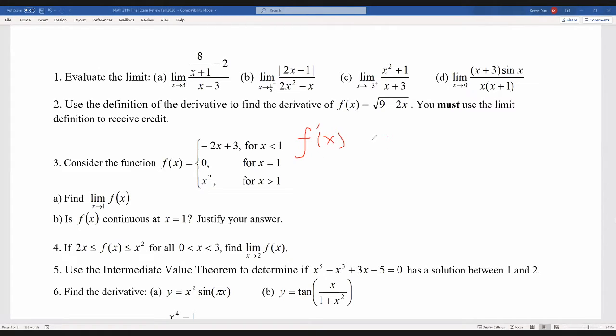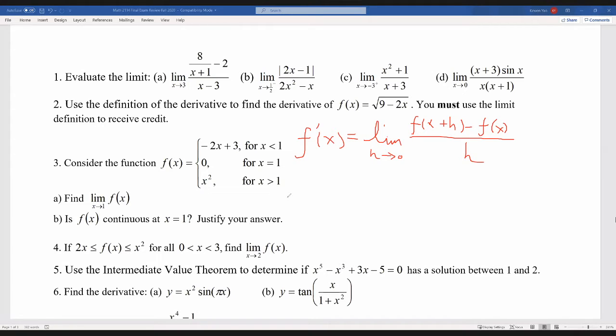All right, so please write down the definition of the derivative: the limit as h approaches 0 of f of x plus h minus f of x over h. Okay, that's the definition of the derivative. So the limit as h approaches 0, f(x plus h) minus f(x) over h. That's the definition. Okay, don't forget.